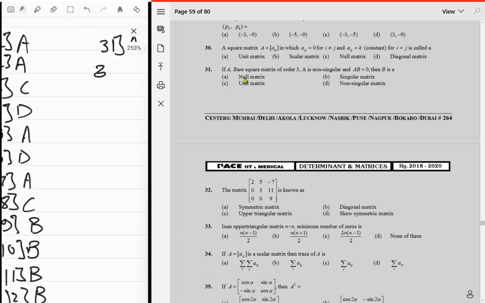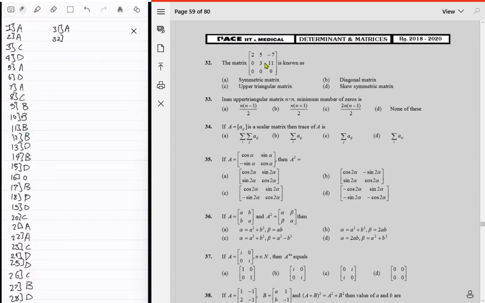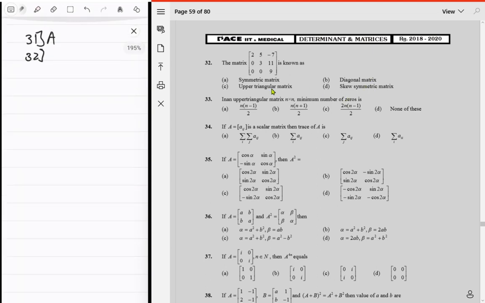32. This matrix is known as an upper triangular matrix. Come on, are you serious? This is just fine. Symmetric, no. Diagonal, no. Skew symmetric, no. C. That is 33.